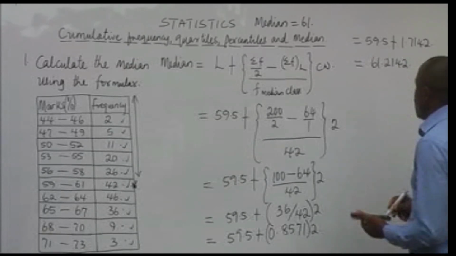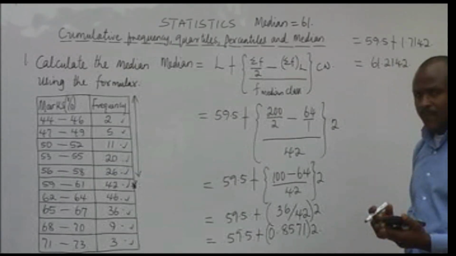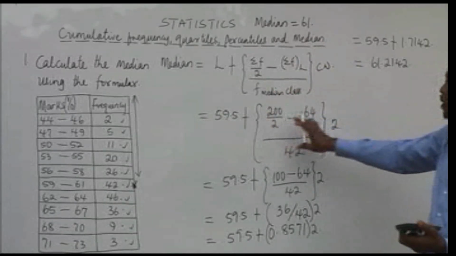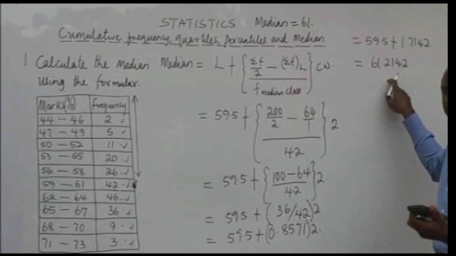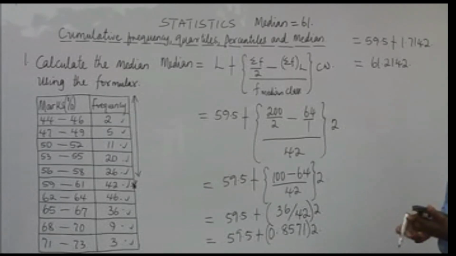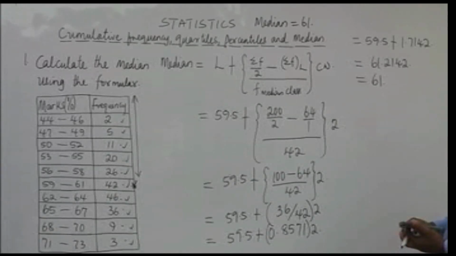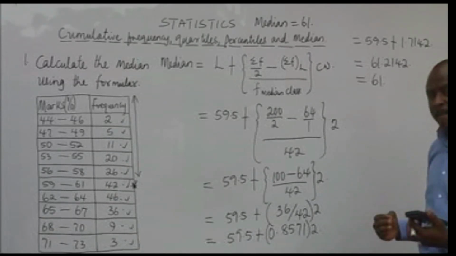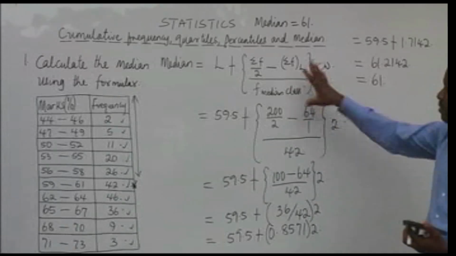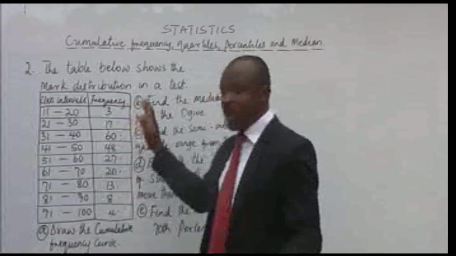It's giving me 61.2142. You know, I told you all these things are approximations. When we used our OGIF, we got 61. Now we have used the formula, we have got 61.2. If you're asked to round 61.2142 to the nearest whole number, it's going to give you 61. You can see whichever way you follow, either by your OGIF, cumulative frequency curve, or by the use of this formula, you're going to get your median. This is question number 2.